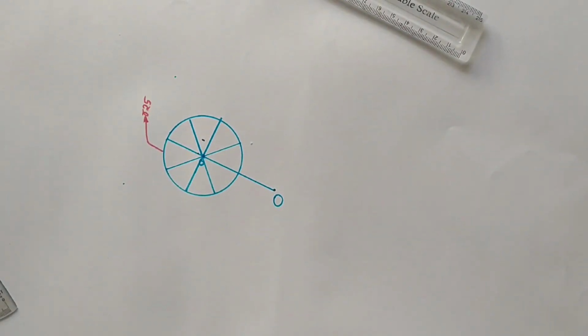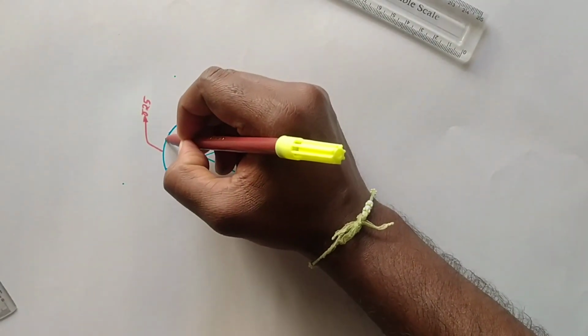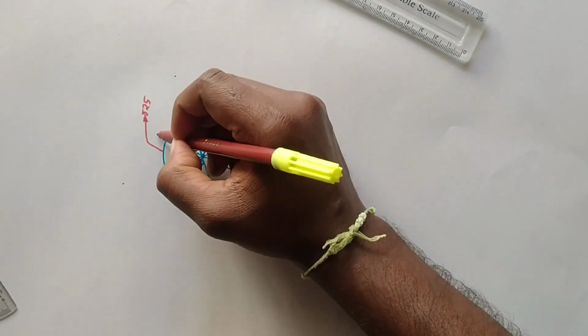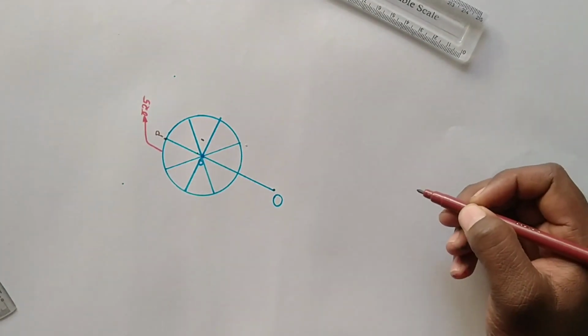In the question, a point P lies at the topmost side of the rolling circle. This is the point P, which lies at the topmost side of the rolling circle.